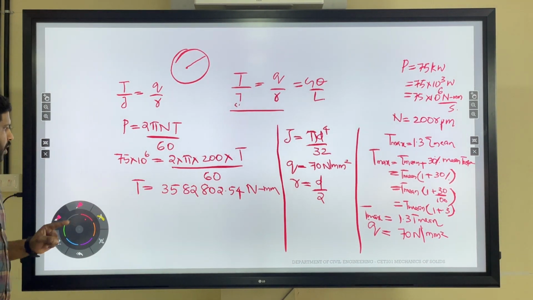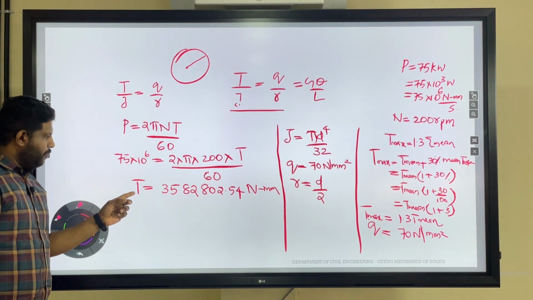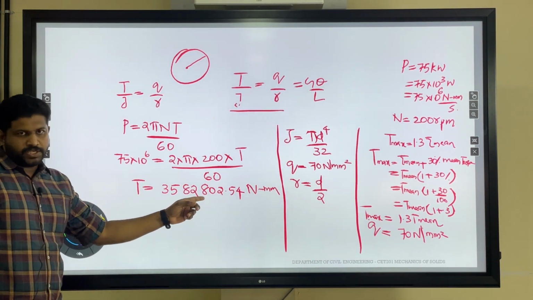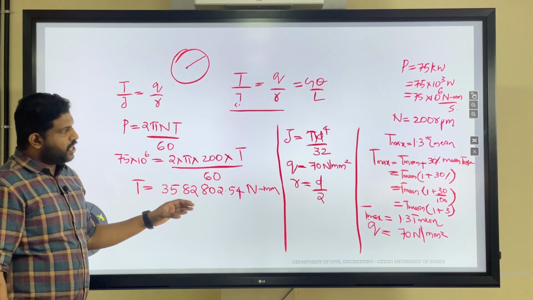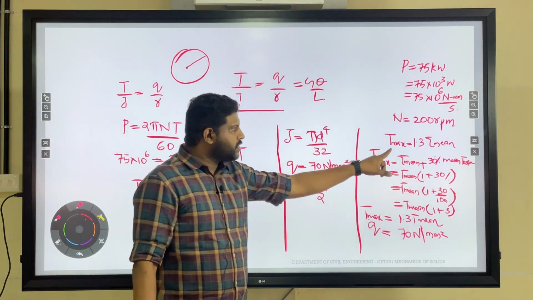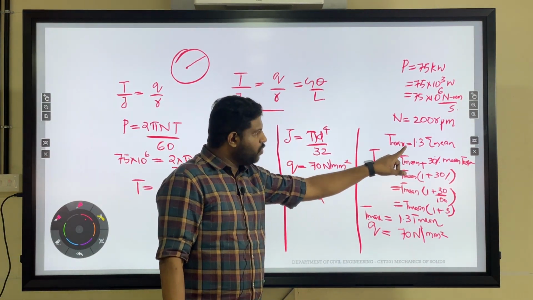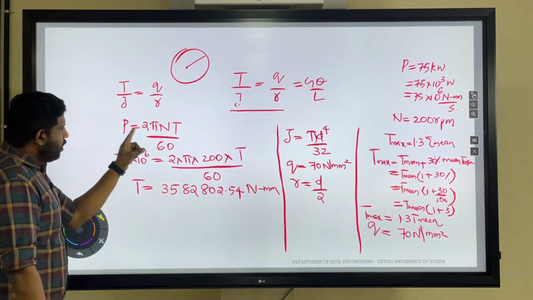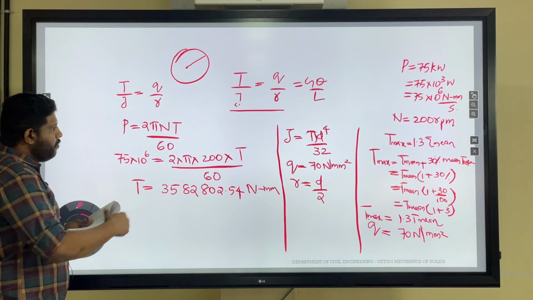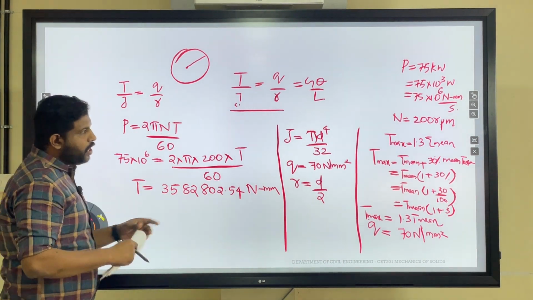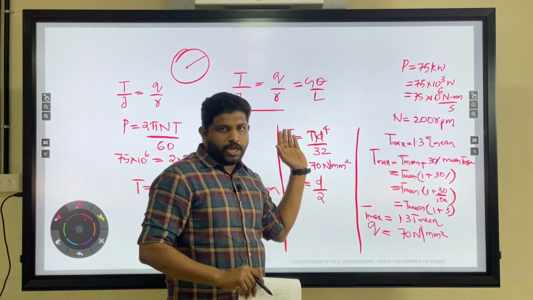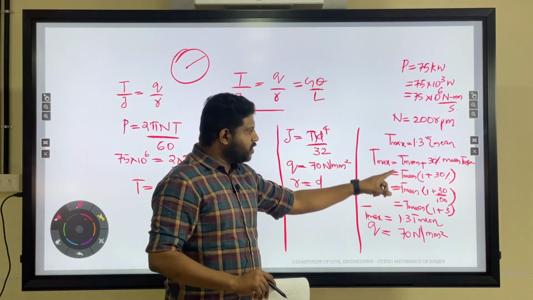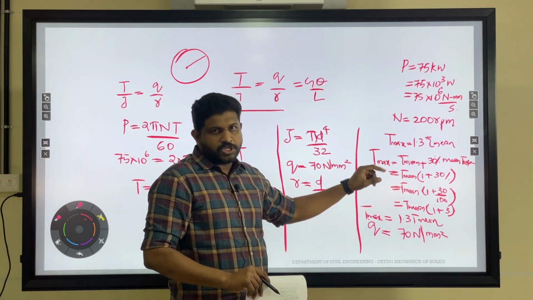Now usually in normal problems we can take the torque as such, but in this question it is given that we have to use this condition, that is T max is equal to 1.3 times T mean. From this equation we will always get T mean. If this condition is not in the question, we can directly take that T and solve. If this condition is there, we need the maximum value of torque to design the shaft.